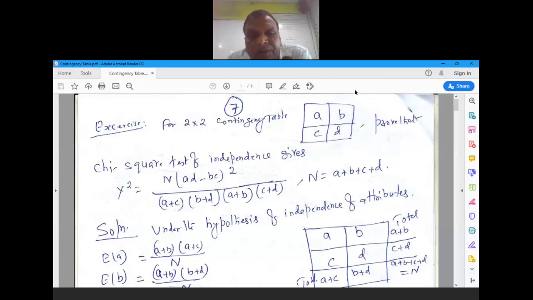So we have already discussed the applications of the chi-square test. The first application is to test the significance of a population variance from a hypothetical value of the population variance. Second, we have already discussed the test of goodness of fit, and also the test of independence of attributes, which can be discussed in the contingency table. Now we write a theorem in a 2 by 2 contingency table.